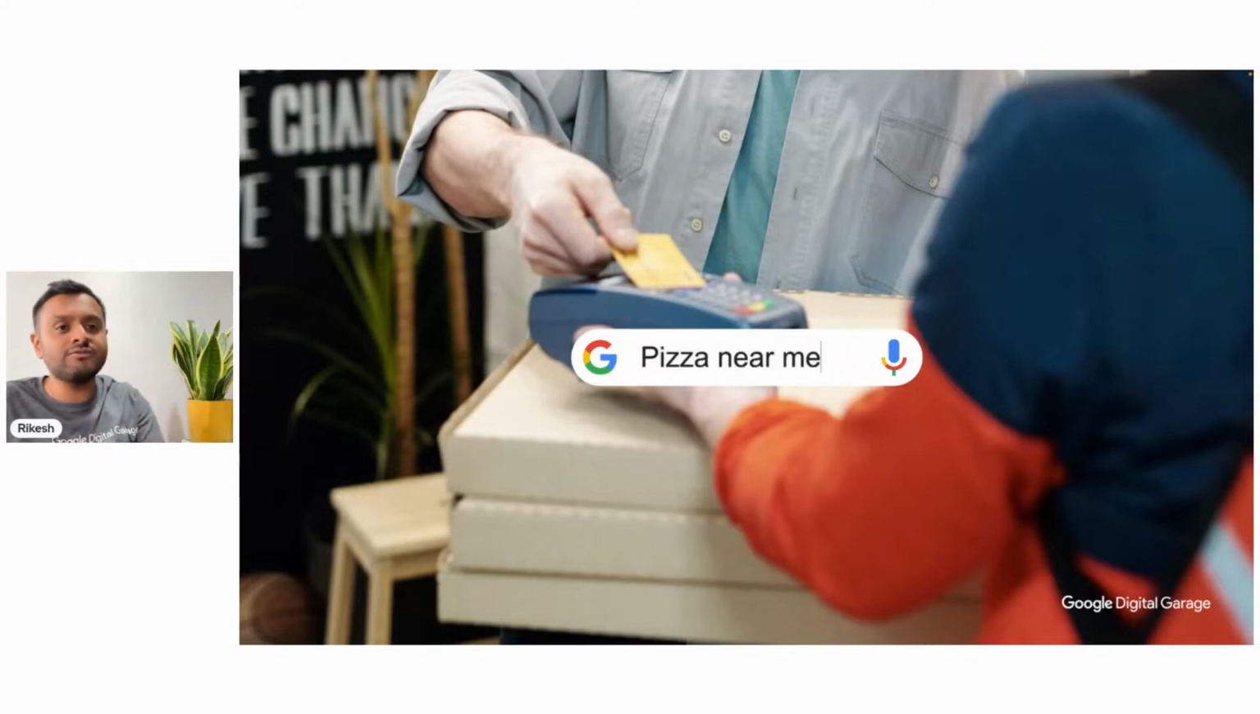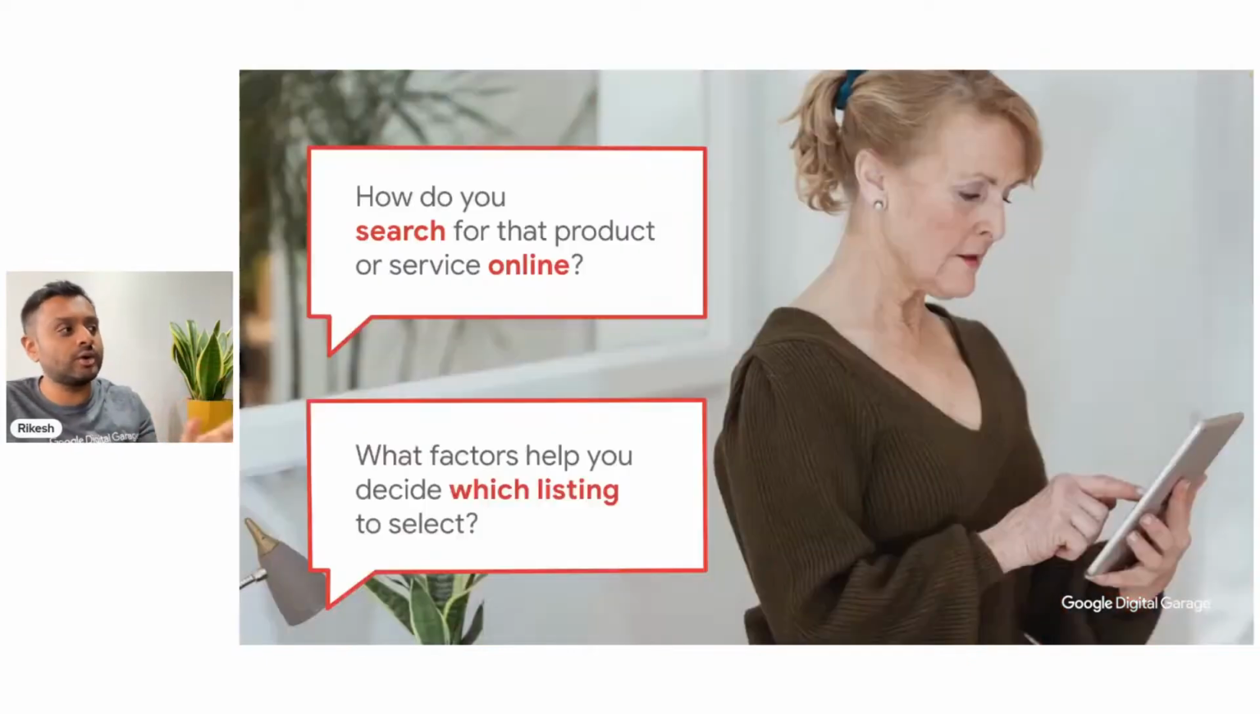And then what I'd like you to do is reflect on these two questions here on screen. How did you search for that product or service online? Feel free to let me know your answers in the live chat. How did you search for pizza? Did you type in pizza restaurant near me? Did you type in pizza restaurant in London? Or were you going more specific in relation to a dietary requirement, like gluten-free pizza near me?